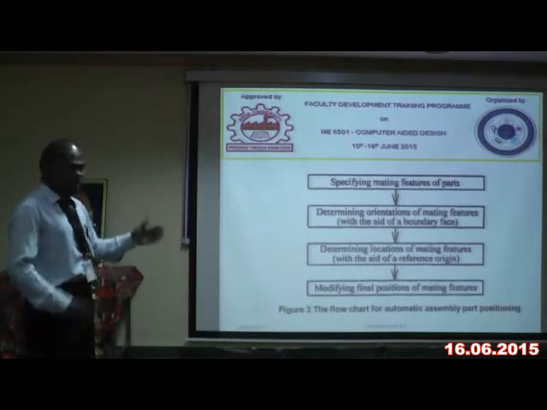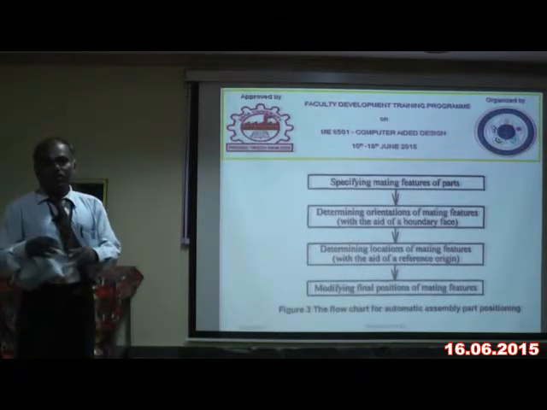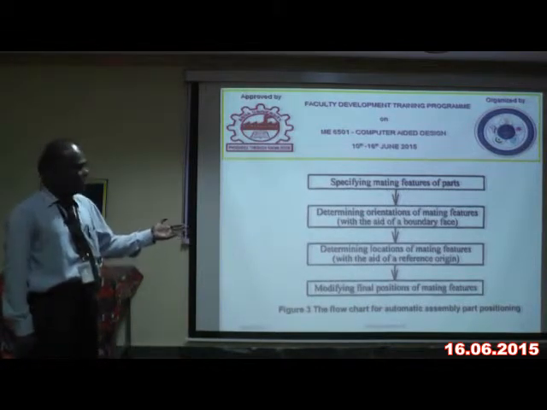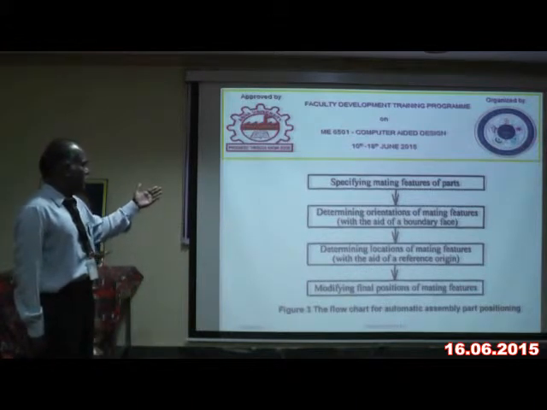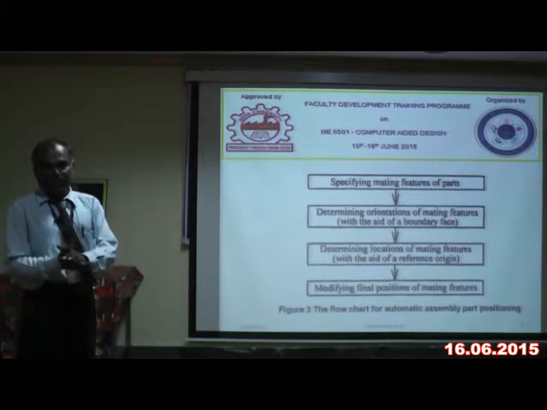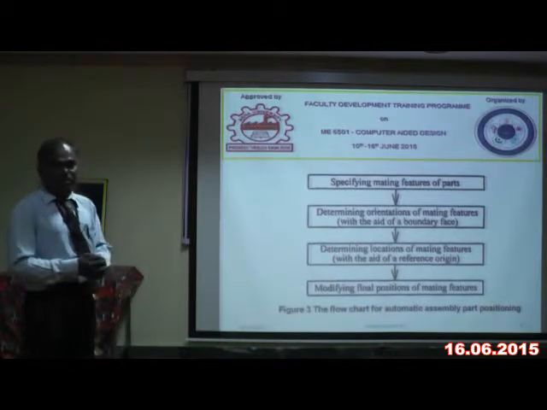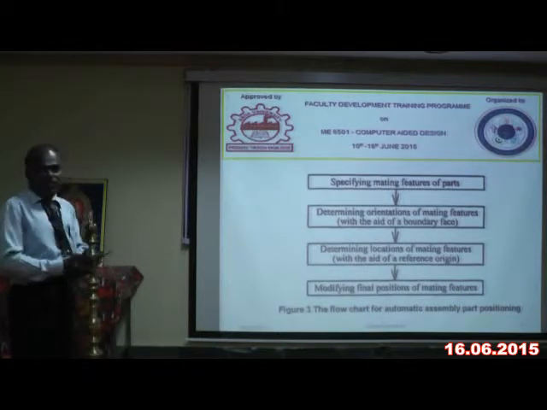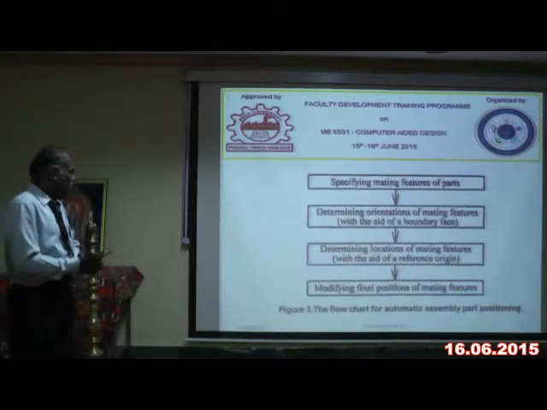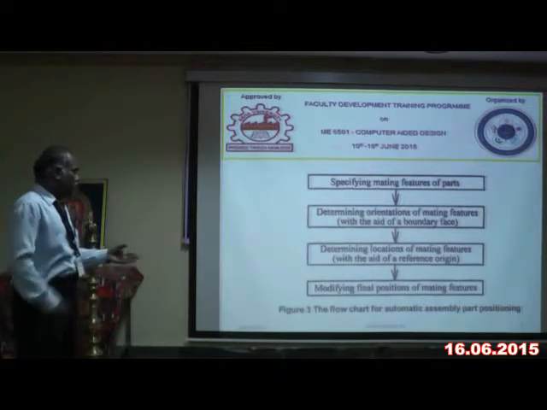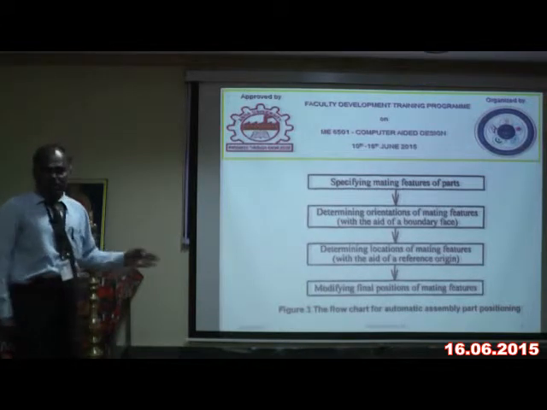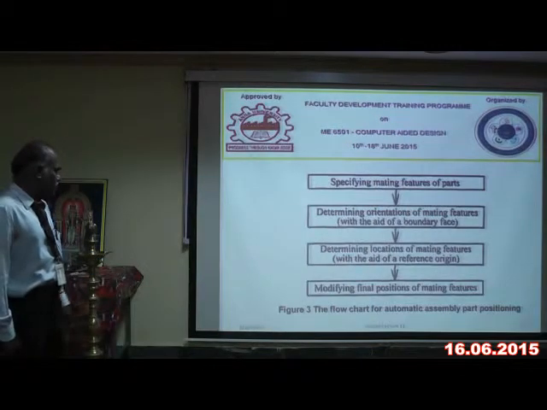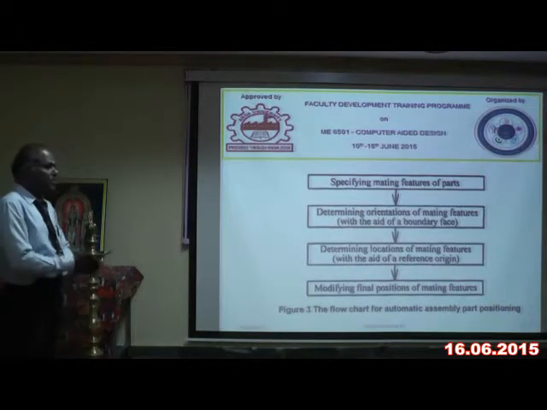Orientation of the mating feature means the direction of the part's movement, which should be mentioned by the boundary face. The specific mating should be mentioned in the features, and the movement orientation should be mentioned in the boundary space. Determine location of the mating features by the reference origin, and then modify the final position of mating features. If any interference occurs, finally the design should be modified. Next, please.